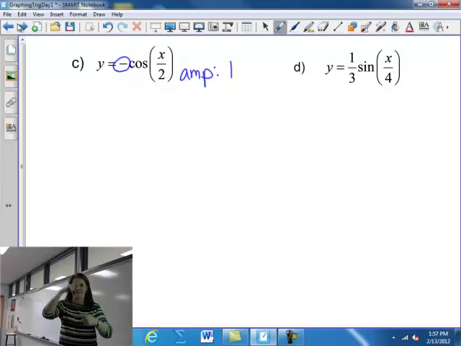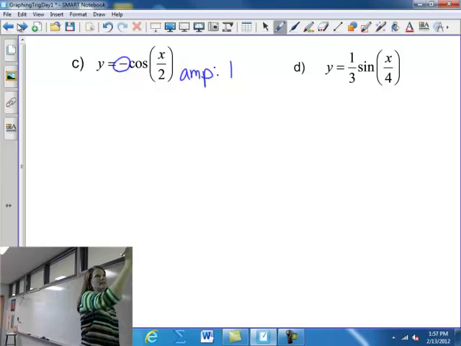So that means we reflected it over the x-axis. Yes, we did. So this is going to flip over x. Okay, we'll deal with that in a minute.